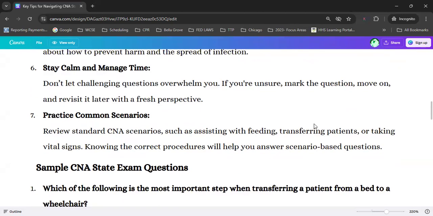Number 7, this is important, something that we tell our students: practice common scenarios. Review standard CNA scenarios like assisting residents with feeding, transferring patients, and taking vital signs. Knowing the correct procedures or steps will help you answer these types of questions.